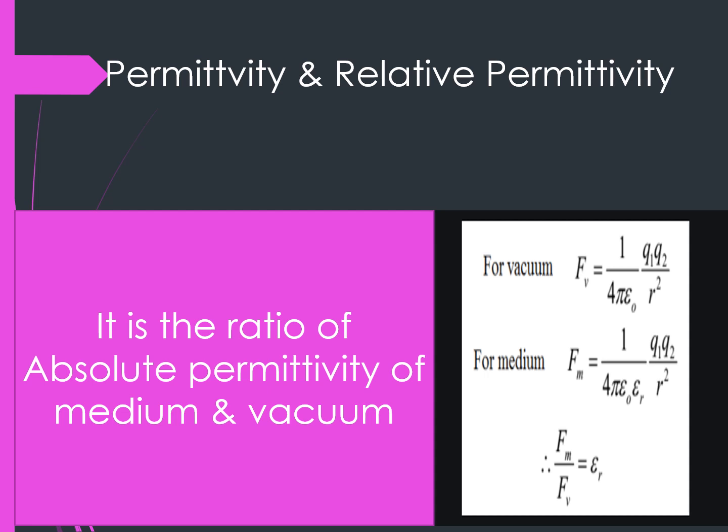The formula for the relative permittivity is the ratio of the absolute permittivity of the medium to that of vacuum. That is, epsilon r is equal to epsilon divided by epsilon naught.